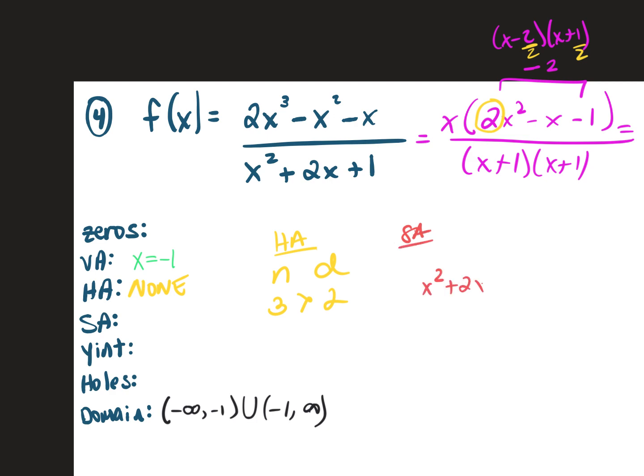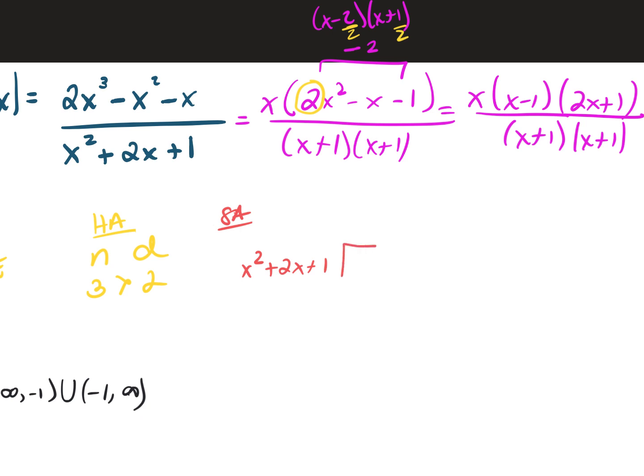X squared plus 2x plus 1 on the outside. 2x cubed minus x squared minus x. What should I put at the end?